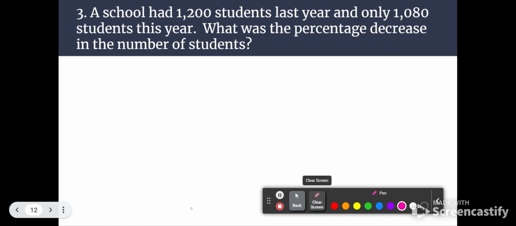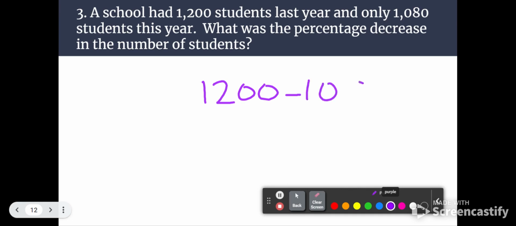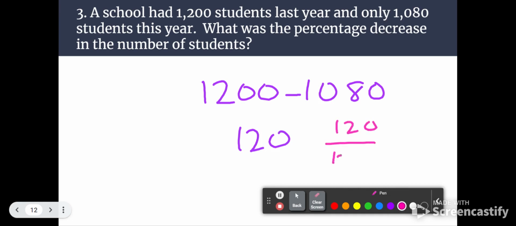Now, if you do it before, you can subtract the total amount of students, the original minus the new, which is 120 students. And then what percent out of the original is that? Because this is my decrease, and that would be 10% or 0.1. Two different ways. It's going to take us some time and practice to go through this.